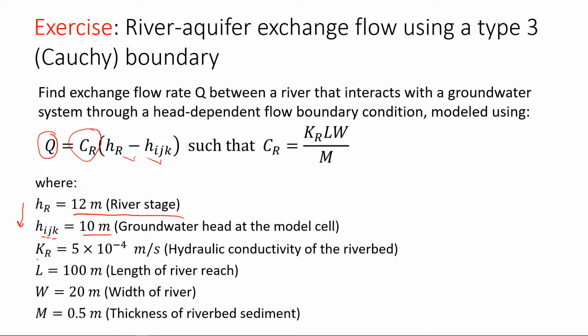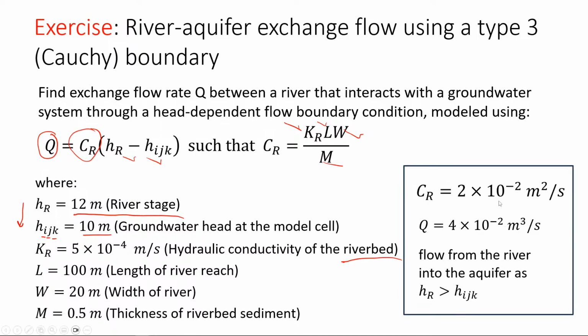To calculate this guy, you need the hydraulic conductivity of the riverbed, the length of each river reach, the width of each river reach, and the thickness of the riverbed sediment. If you did this, you will get your CRIV, and you substitute it here, and that would be your Q. Obviously head in the river is higher than in the aquifer, so flow would be from the river to the aquifer.